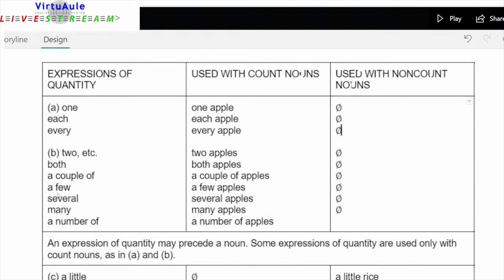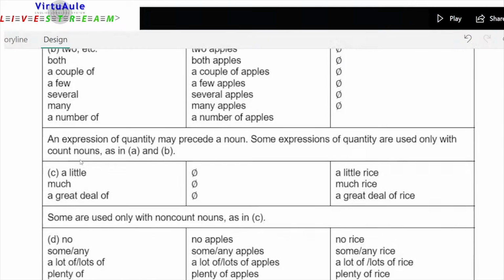Both, a couple of, a few, several, many, a number of: you can use with count nouns. 2 apples, both apples, a couple of apples, a few apples, several apples, many apples, a number of apples, but we cannot use these expressions with non-count. I cannot say 2 water, both water, a couple of water, a few water, several water, many water. I think you understand that.